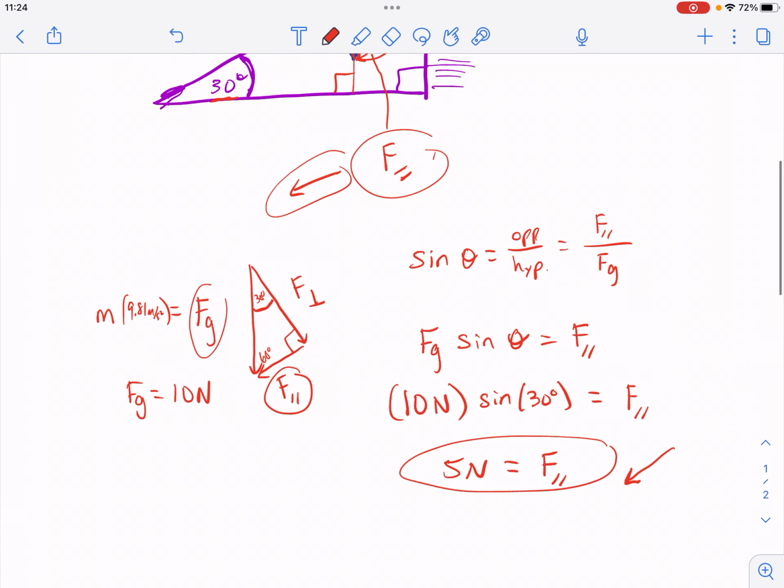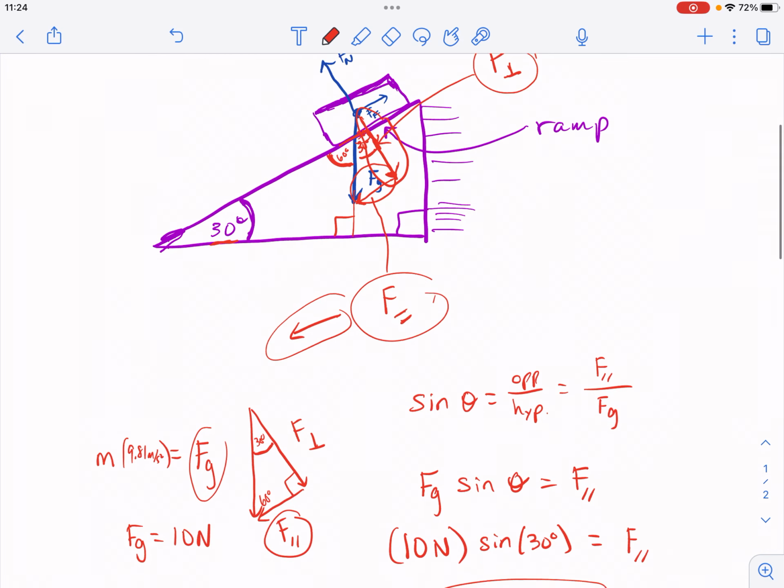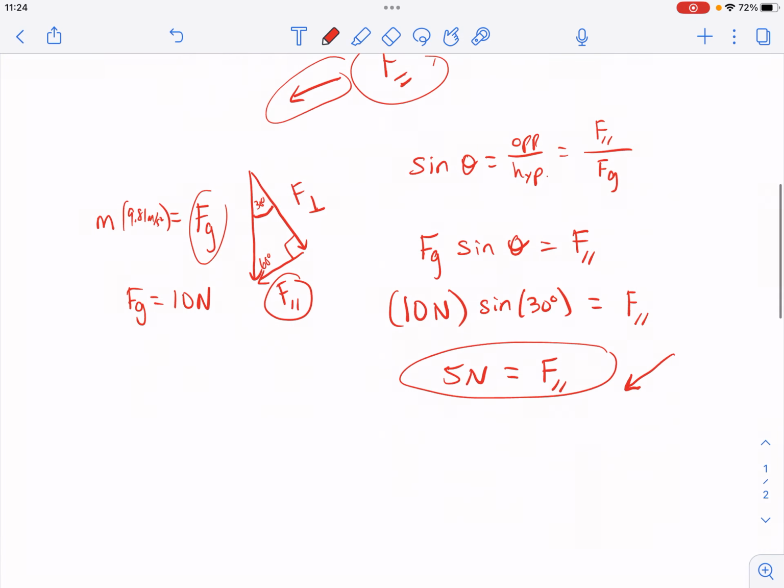Now I'm not going to get the full 5 newtons downwards causing my acceleration, because I know there's a force of friction pulling back up, but it's this force parallel, which is greater than the force of friction, and that's where we're getting our net force. There's some kind of net force in this direction causing the acceleration.